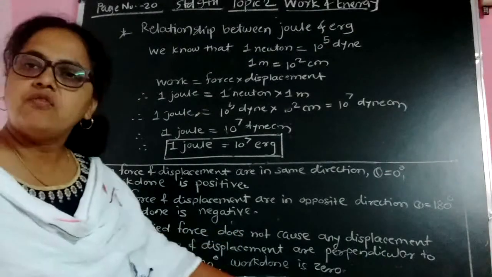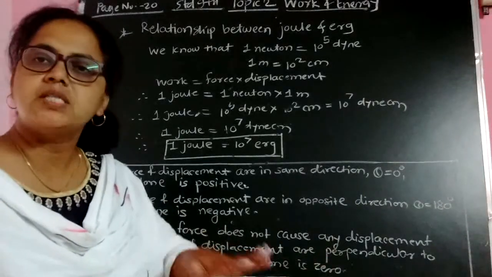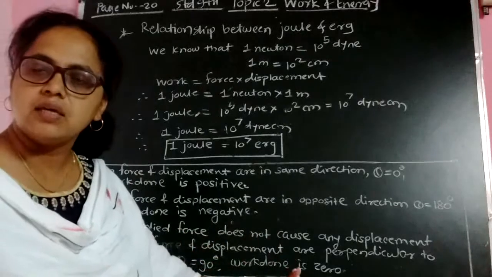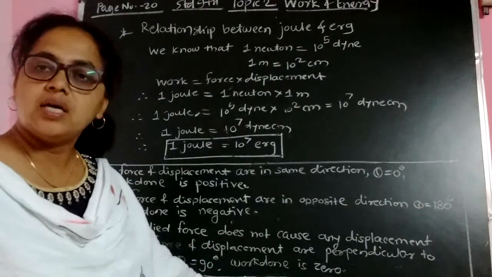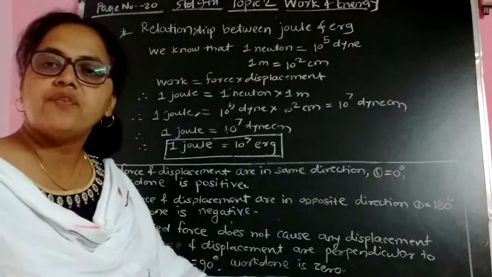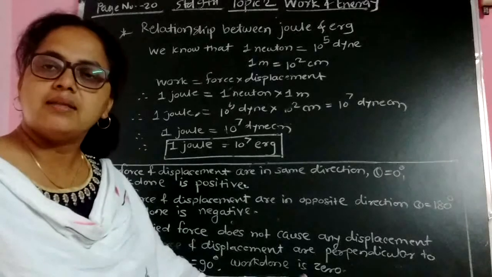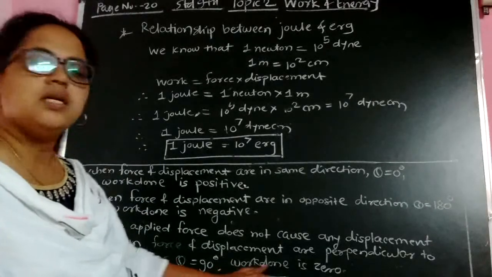When you apply the force but there is no displacement, or otherwise the angle between force and displacement is 90 degree, that is, they are perpendicular to each other, at that time work done is 0.